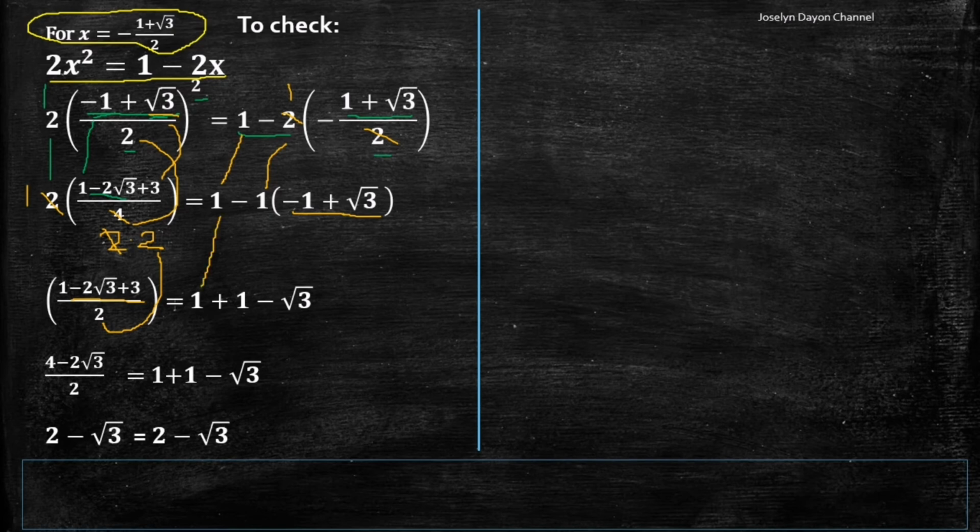Why is it that it becomes positive? So negative 1 times negative 1, the answer is positive 1. And negative 1 times square root of 3, the answer is negative square root of 3. Next, on the left side of the equation, we can combine 1 and 3. So 1 plus 3, the answer is 4.